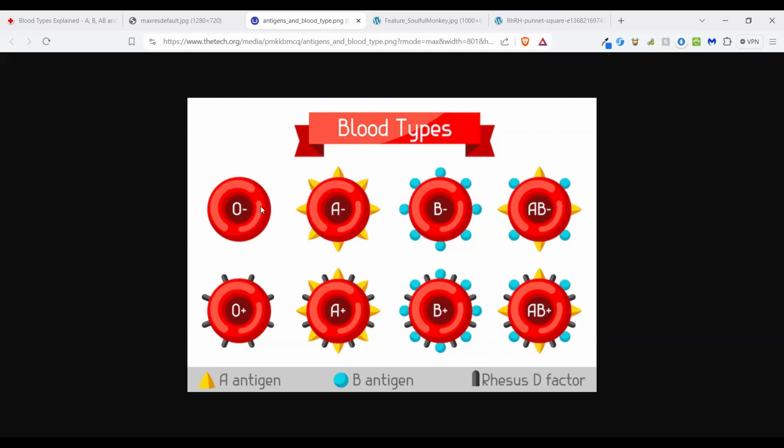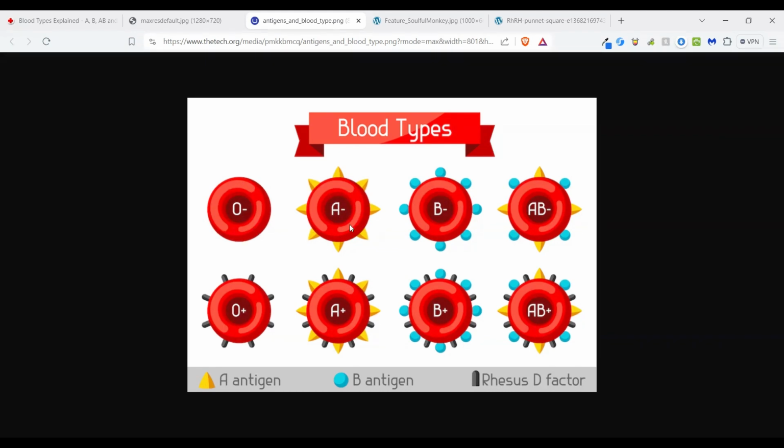Here we have the red blood cell, and there are no proteins on its surface. Now let's look here at the A negative blood cell. As a type A blood cell, it has A antigens. So it has these little yellow proteins, at least as illustrated here, on the surface of the cell. And for people with blood type A, this is considered completely normal.